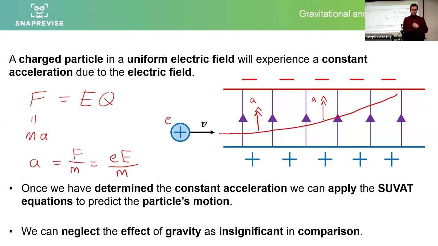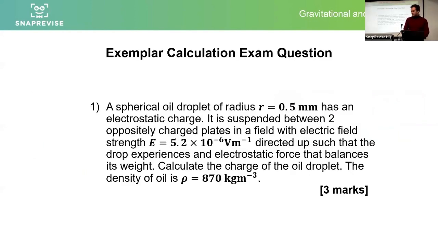Once we've determined the constant acceleration, we can apply the SUVAT equations. We've got constant acceleration, so there's no reason not to use SUVAT. We can neglect the effect of gravity because, as I said before, compared to the other three fundamental forces, gravity is just very, very weak compared to electrostatics and the nuclear forces. Okay. This question looks like it's based on Millikan's oil droplet experiment.